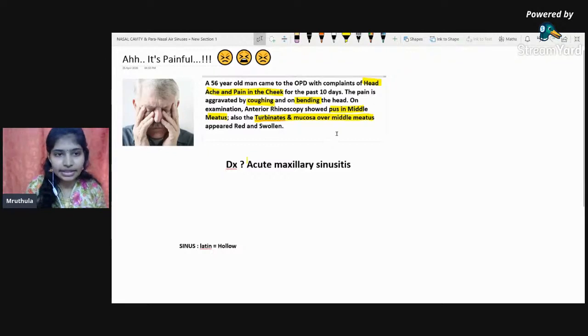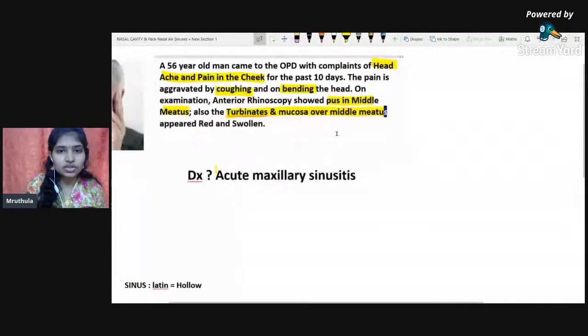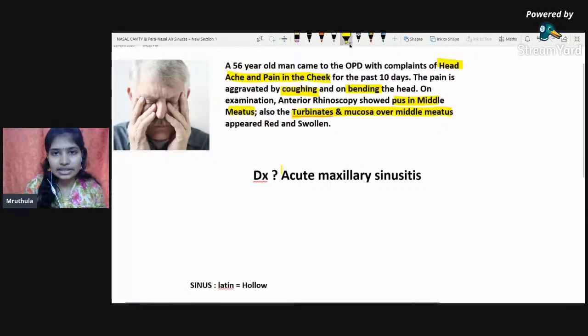So still you might be a little confused with this. So let us see those new terms for you. Now in this case, let me mark the new terms. We do not know what is middle meatus, right? We do not know what is turbinates, right? So these are 2 important words we do not know. And anterior rhinoscopy. Okay. So today's session is going to be about elaborating the paranasal air sinuses, and in that we will talk about this middle meatus and turbinates and all.